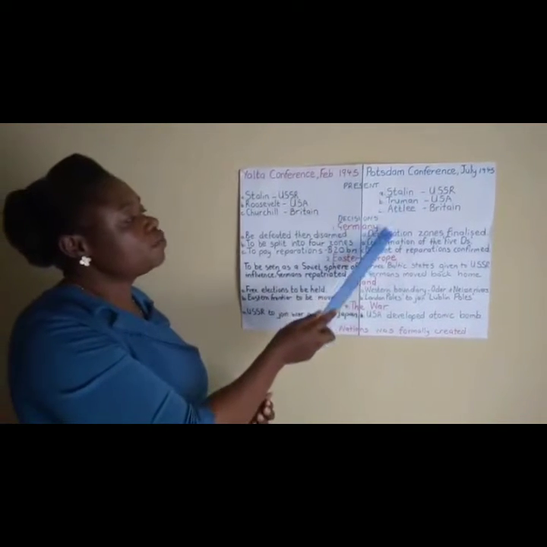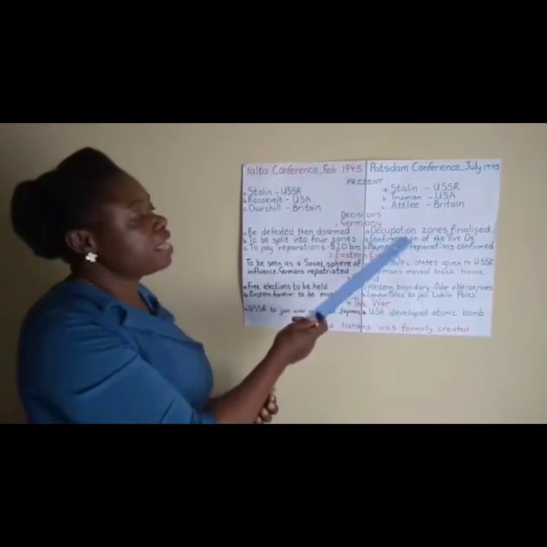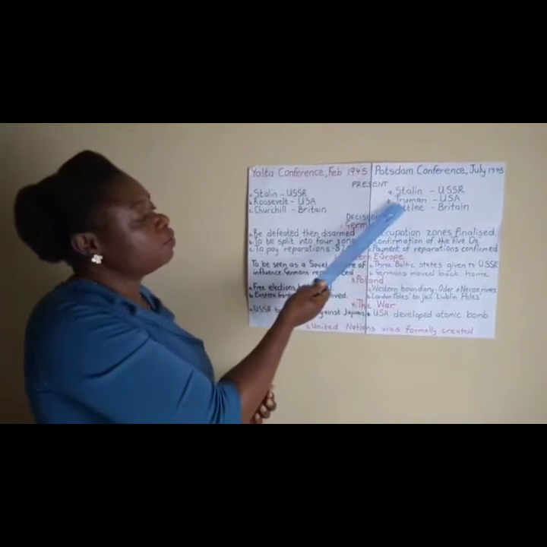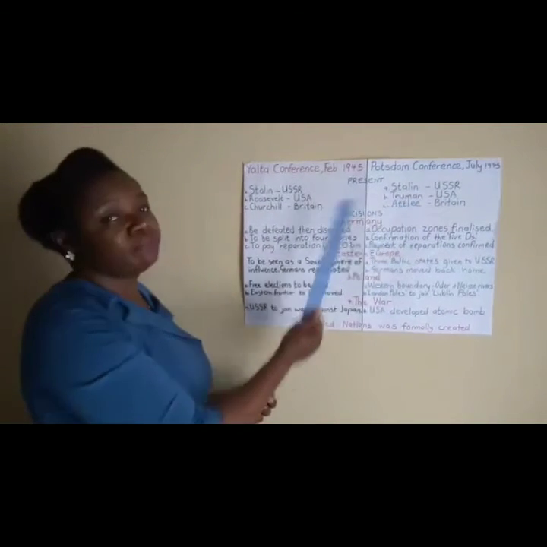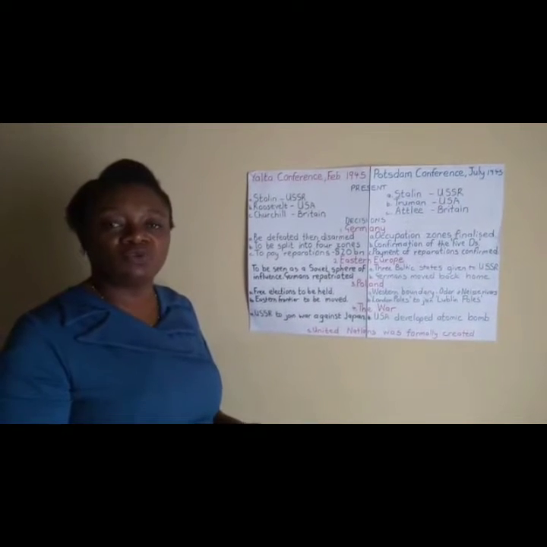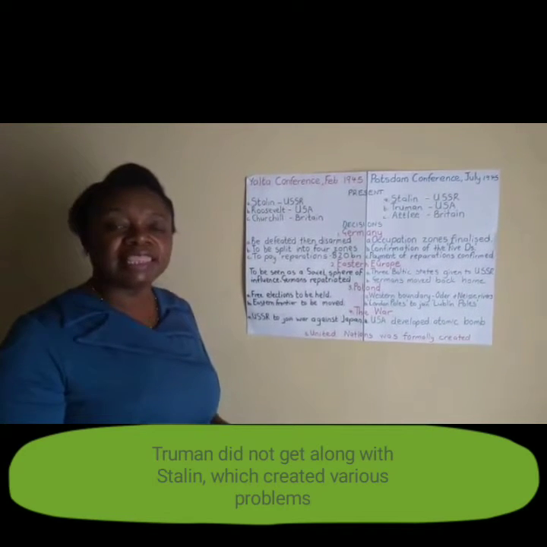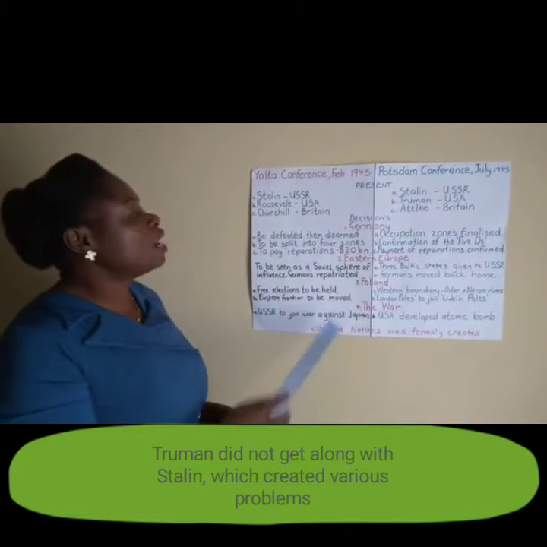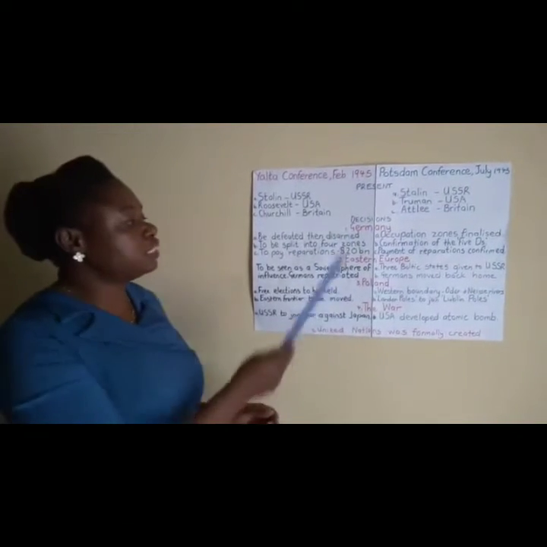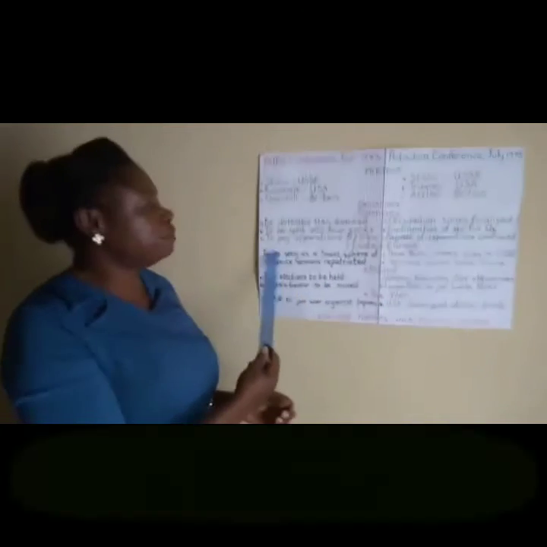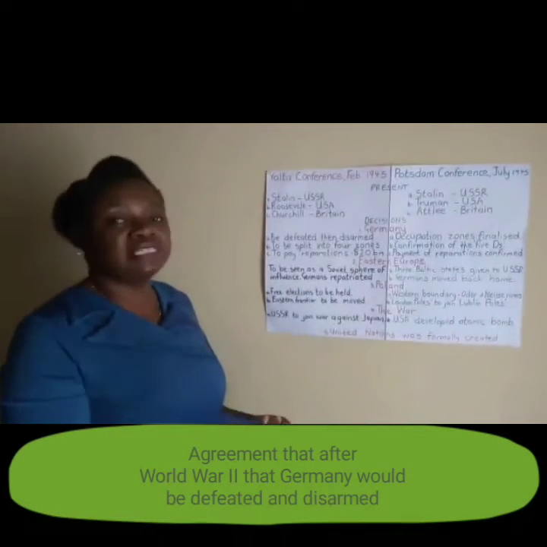Then at the Potsdam Conference, Stalin still remained there, but there was a change for the USA and Britain, where there was now Truman and Attlee. Then you'd find that Truman did not get along very well with Stalin, and that created many problems between the two. All the decisions that were carried out concerning Germany, they agreed that at the end of the war, Germany was to be defeated, then disarmed.